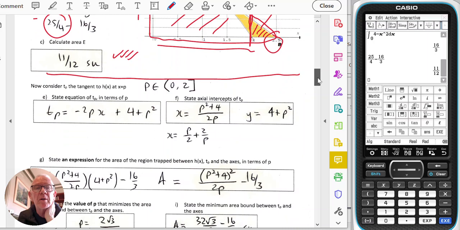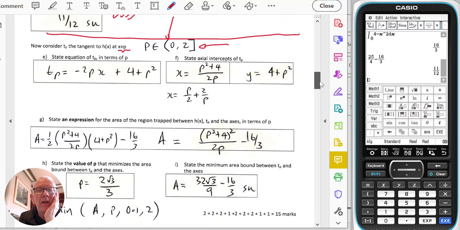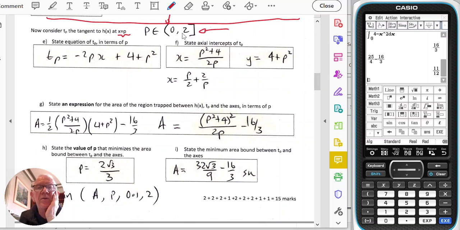But what did we do when we attach the tangent at any point P, where P goes from 0 to 2? So I can't include 0. And I can't include 0 because the tangent at 0 would be a horizontal line and I'd have no enclosed area. Okay, so I consider bigger than 0 and up to 2.